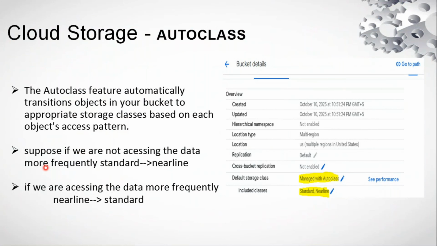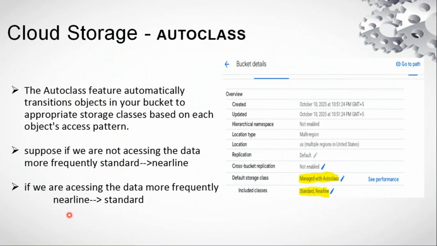So what auto class will do is, suppose currently my data is in standard storage class. I am accessing the data normally every day, frequently, in standard storage class. Suppose if I am not accessing the data very frequently in standard, auto class will change my standard storage class to nearline, since I am not accessing it frequently. That's what it will do.